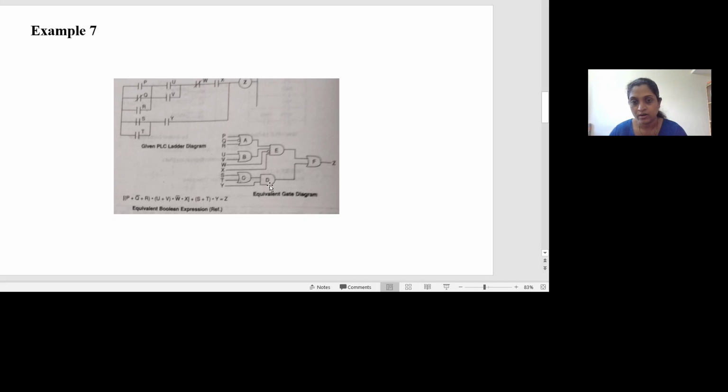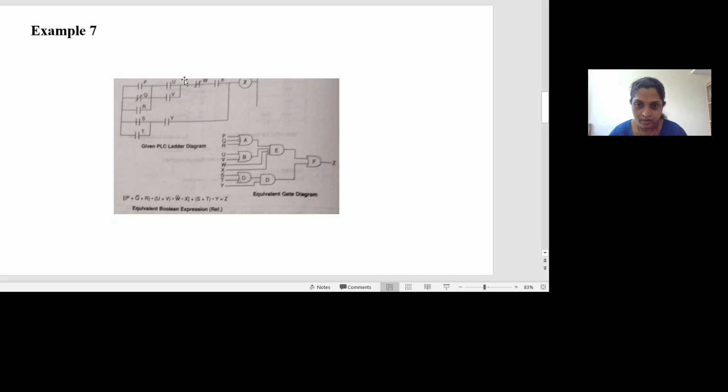So I have taken AND gate D. You could see here it has two inputs. One is the Y input, and this first input is coming from the parallel combination, that is the OR operation between S and T inputs. So the second rung is completed.